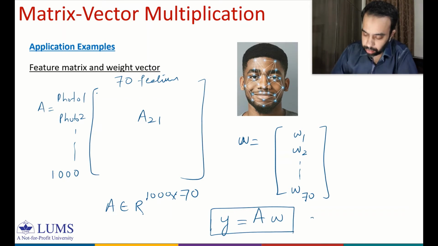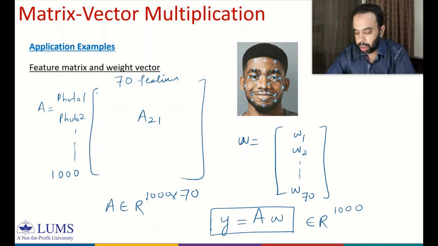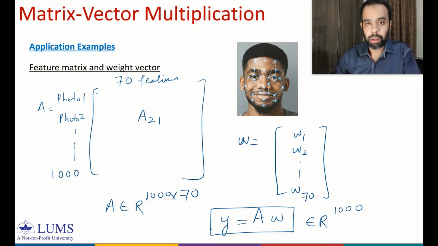So y belongs to R1000. So what does y1 quantify? y1 quantifies the score of the first photo, y7 quantifies the score of the seventh photo, and so on and so forth. Let me talk about two more examples.